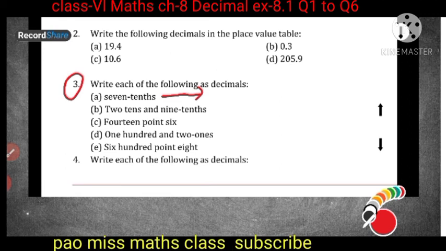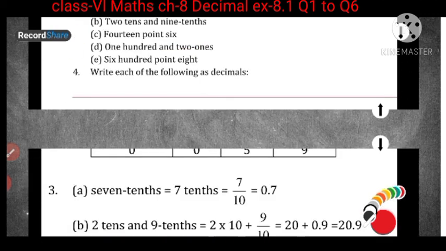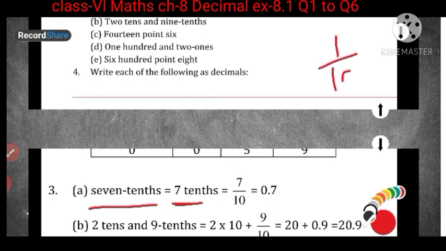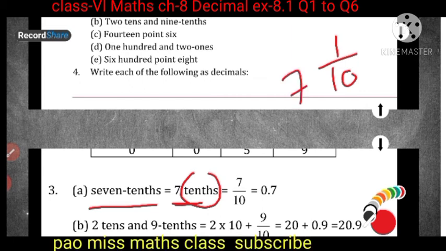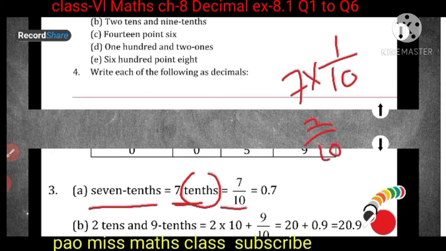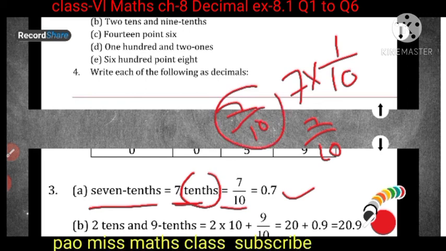Okay, now what is given here? 7 tenth, 7 tenth, isn't it? 7 tenth means how many tenth is there? 7 tenth is there. Okay, tenth means how you will write? 1 upon 10. Now how many 1 upon 10 is there? 7 is there. So 7 multiply 1 upon 10 is equal to 7 upon 10, isn't it? 7 upon 10. Now if you will do divide, it will become what? It will become 0.7, isn't it? 7 upon 10 is equal to 0.7.